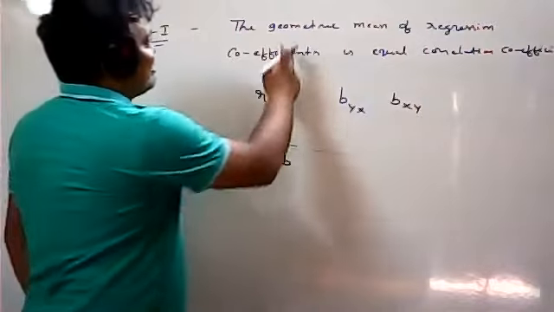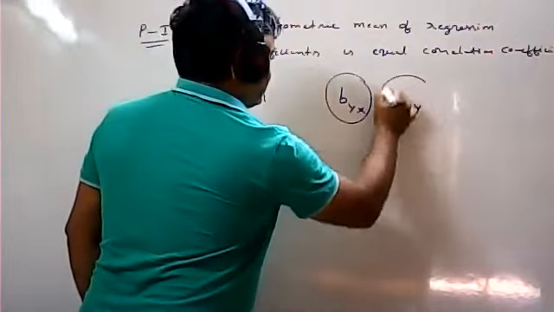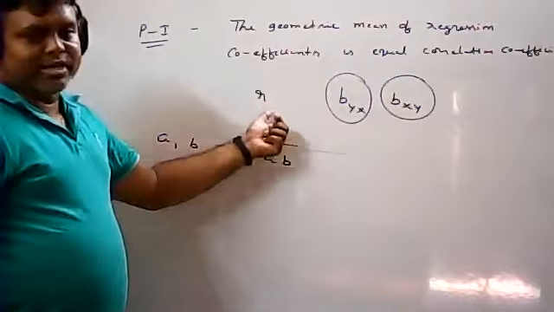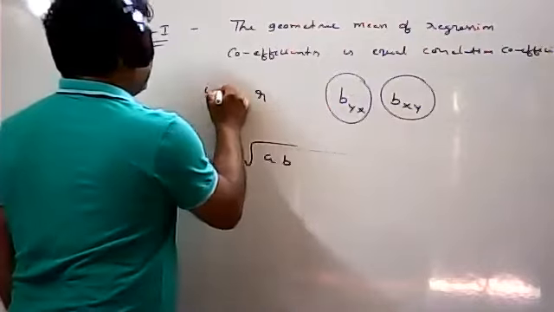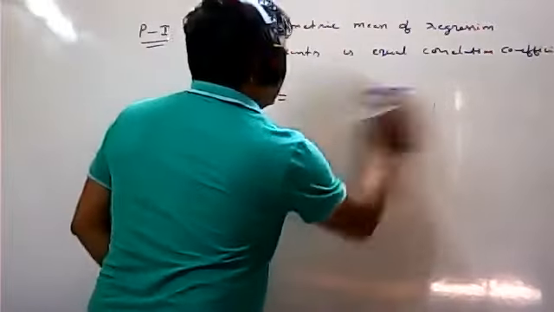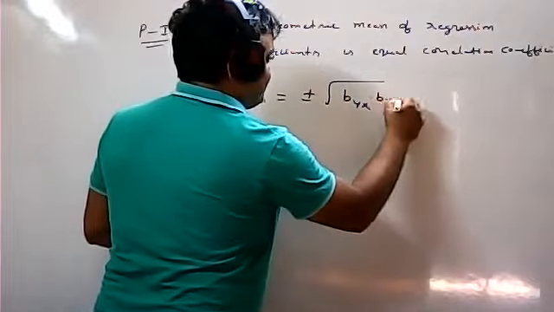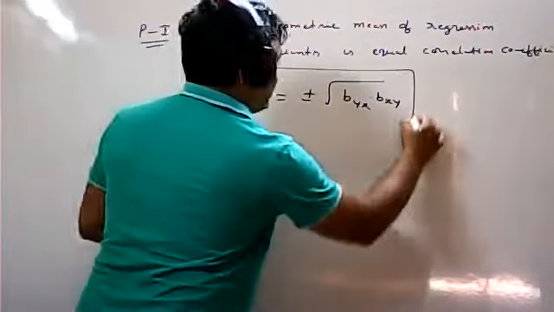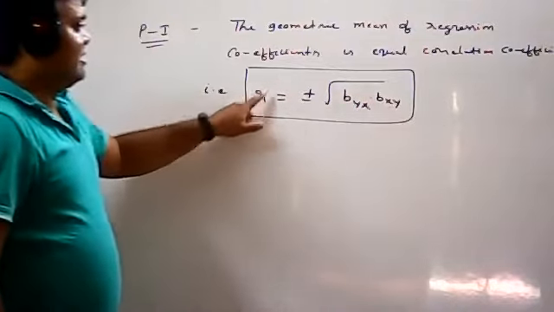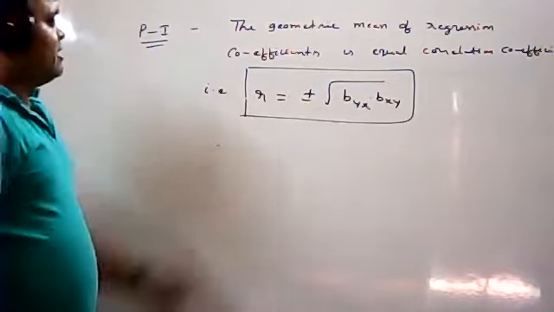Similarly, the geometric mean of regression coefficients: in place of a, we have Byx, and in place of b, we have Bxy. So the geometric mean of regression coefficients is the correlation coefficient. That means you have to prove r equal to plus or minus root over Byx into Bxy. If you prove this, then you can say the geometric mean of regression coefficients is equivalent to the correlation coefficient. I will tell you when to take the plus sign and when to take the minus sign.